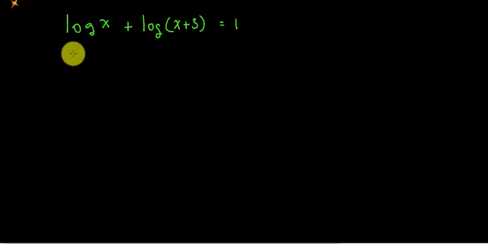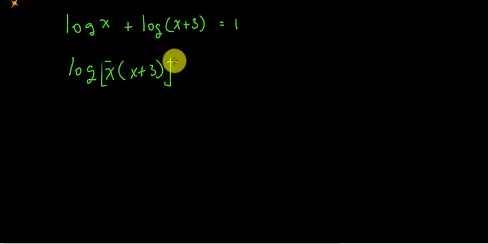We'll write them as the log of x times x plus 3. Now we have it as a single log, and we say it's equal to 1. Since it's log base 10, what this is saying is 10 to the power of something equals this, and that something is 1. So we can write that 10 to the power of 1 is equal to x times x plus 3. Of course, 10 to the power of 1 is just 10.